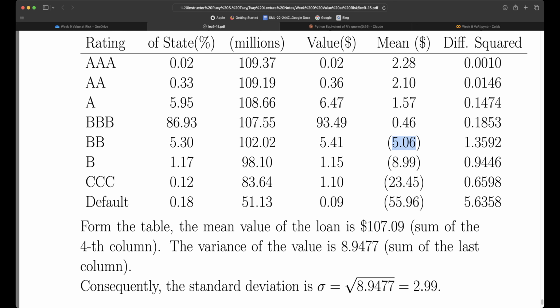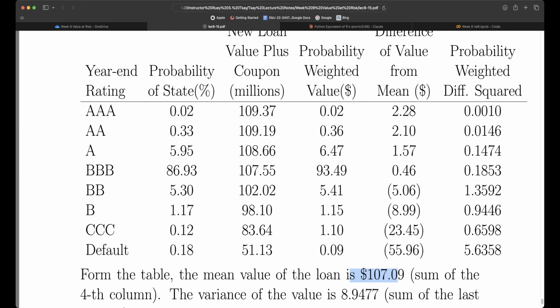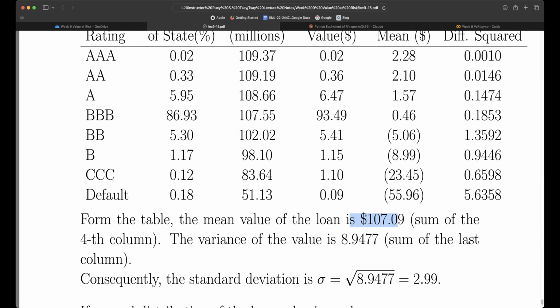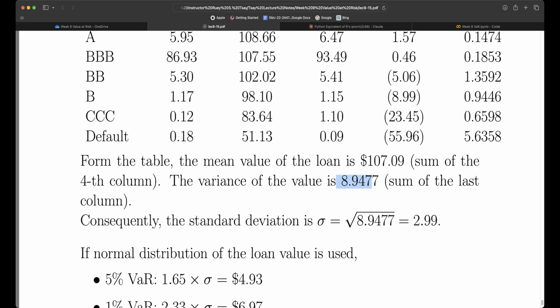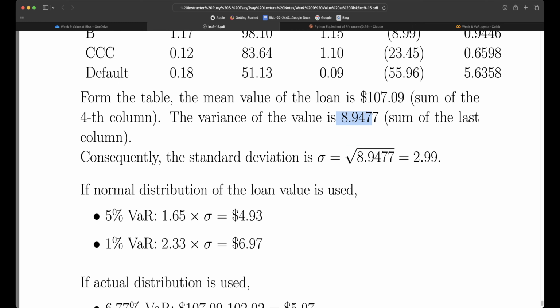From the table, the mean value of the loan is this one: the sum of the fourth column, the probability weighted value. The variance is this one, the sum of the rest column. Consequently, the standard deviation is about 3%. If we assume a normal distribution of the loan value, then the 5% VaR is this one.